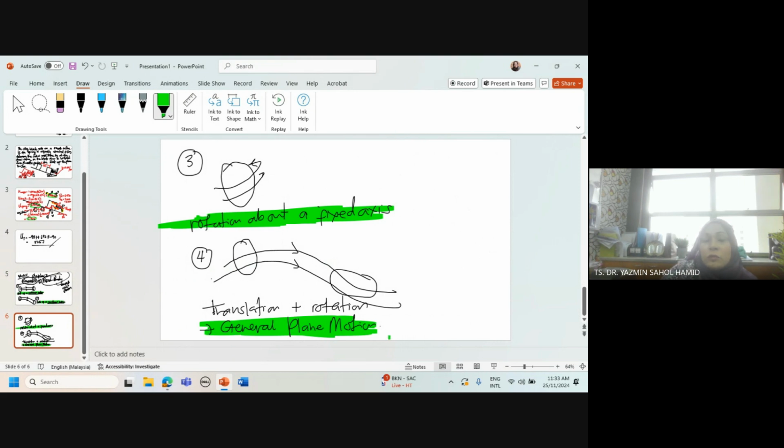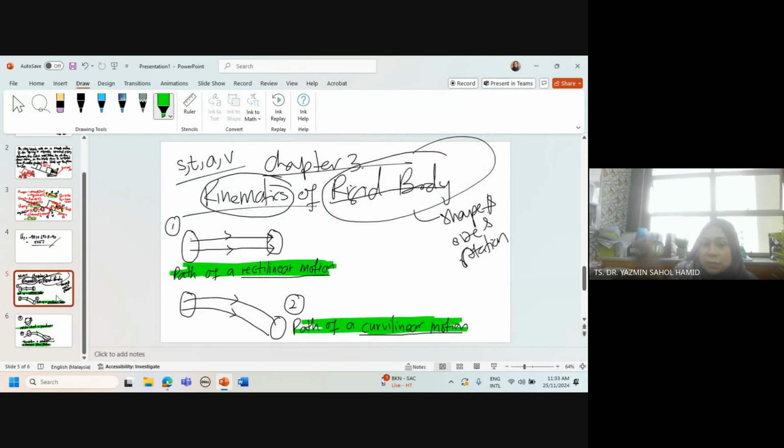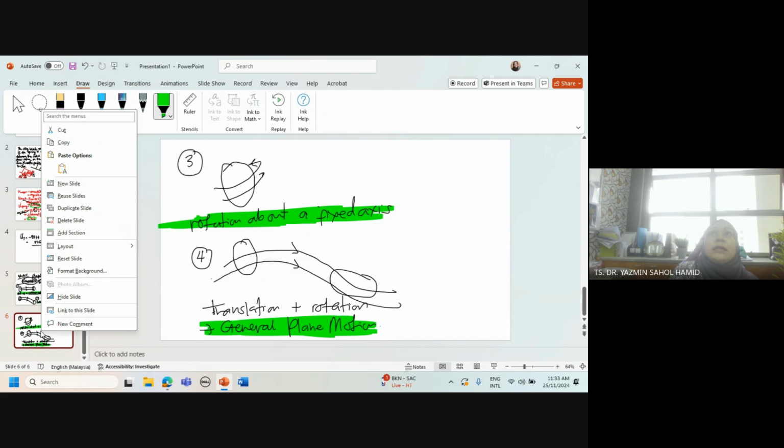If it's a general plane motion, there's a different type of solution. If it rotates, there's a different type of solution. If it only moves in the rectilinear motion, there's a different type of solution. As long as you know how the motion is, you understand. Like for example, the ceiling fan. Ceiling fan, it moves in rotation about a fixed axis, right? So that is one problem that you can identify.